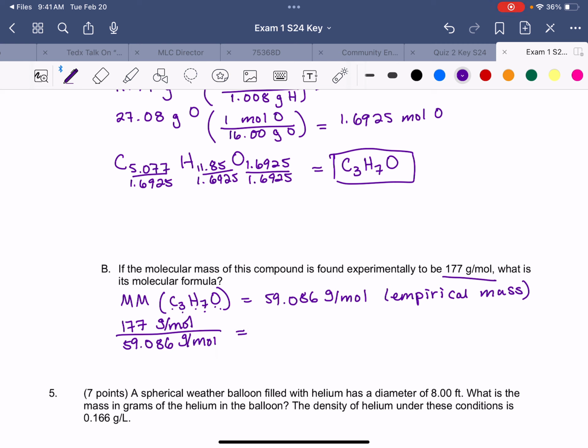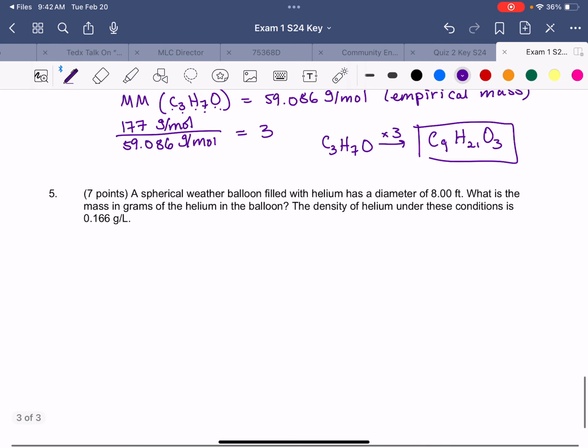And the whole number that we get is 3, which means that once we have our empirical formula, we're going to multiply everything by 3. So we get C9H21O3. So the molecular formula was worth 2 points. The empirical formula was worth 5.